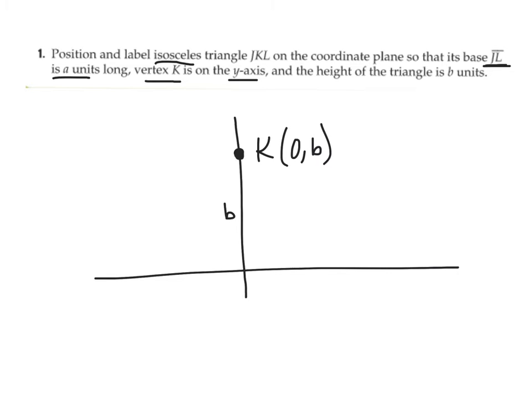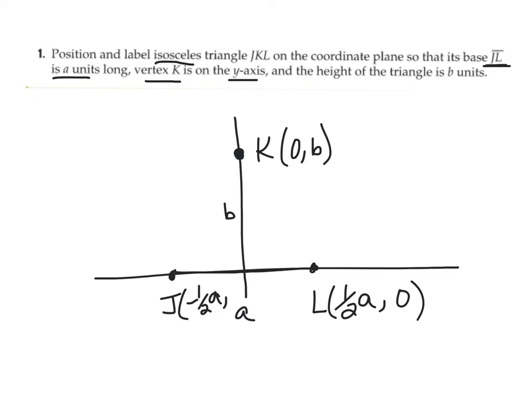Okay, so now we want our JL, and we want it to be A units long. So we're going to have to make this at 1/2 A, 0. And this one at -1/2 A, 0. And so there we have this base is going to be A units long.